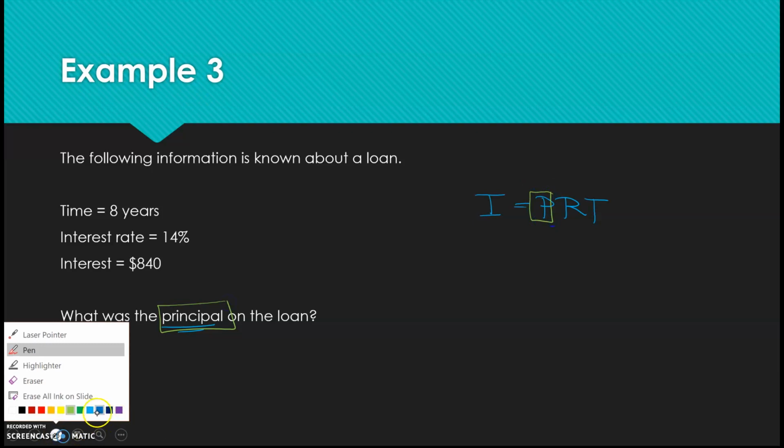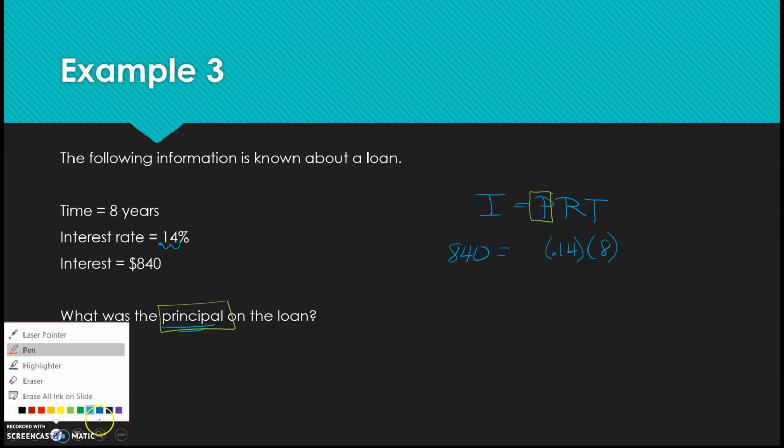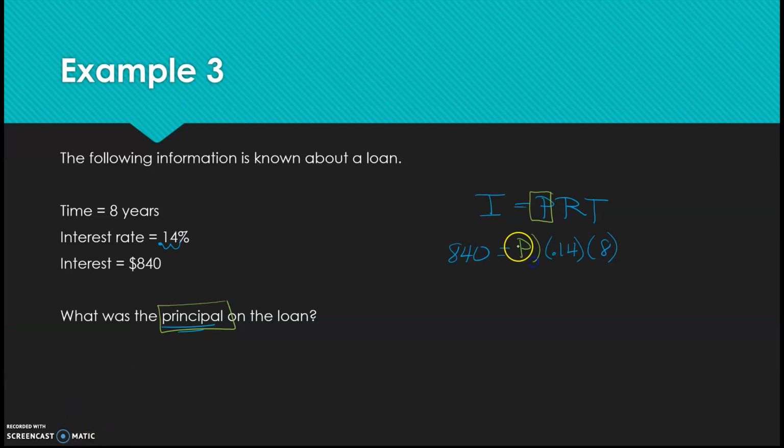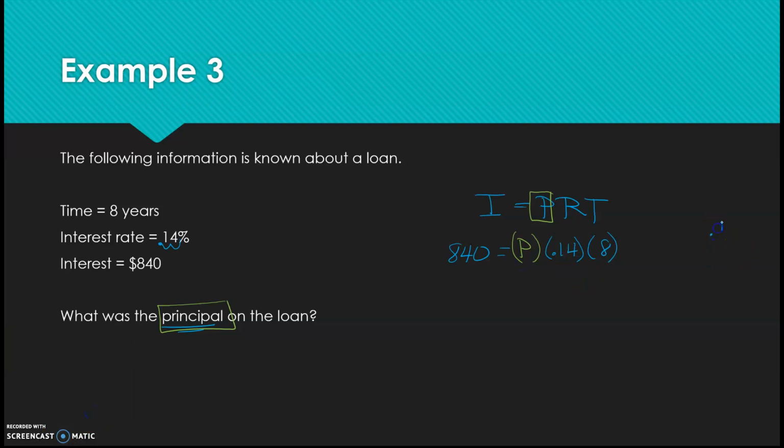Okay, so we're going to go ahead and fill in what we know. So I know that it's 8 years. I know that the rate is 14%. Move your decimal to the left, so it's 0.14. And I know that the interest is $840. So again, I am looking right here for my principal. So I'm going to go ahead and use the order of operations. I have 0.14 times 8. 4 times 8 is 32. 8, 9, 10, 11. 2 numbers to the right. So I have 1.12 times my P equals 840.